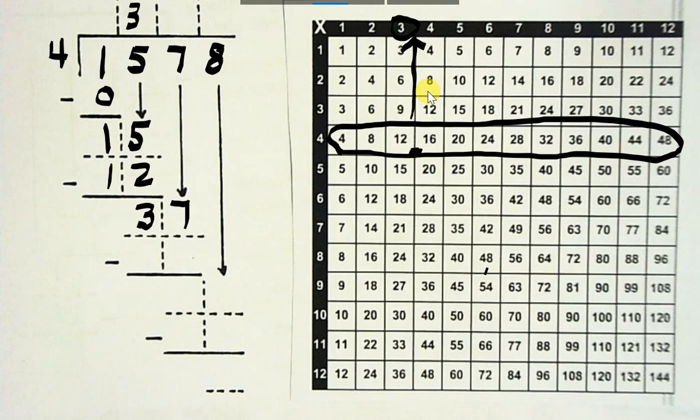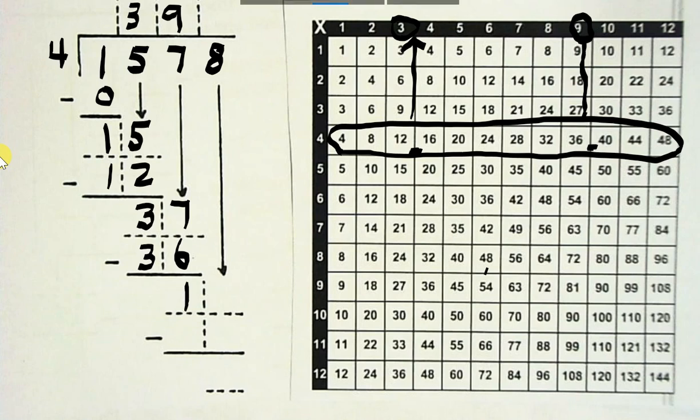Let's look on our chart again. 37. I don't see a 37. I see a 32, I see a 36, and then I see a 40. Well, 40 would be too much. 36 looks like the right one. So we take the elevator up the shaft, and what do we get? We get 9. So we're going to put a 9 right there. And 9 times 4, it looks like on our chart, is 36. So we're going to put a 36 right there. Then we subtract, and we get 1.